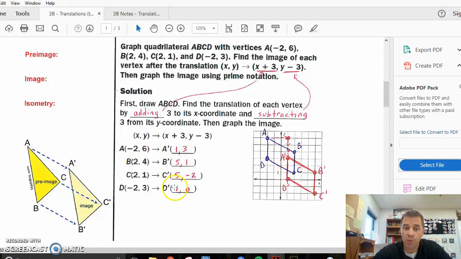But then again, we want to look at the coordinates. What happened with the coordinates? Well, every x value, like -2 here, we added 3 to it, so now it becomes 1. 2 added 3 becomes 5. 2 added 3 becomes 5. -2 adding 3 becomes 1. For all the y values, the initial y values, we took away 3. So 6 minus 3 is where we get this 3. 4 minus 3 becomes 1, and so on. So that is translating figures in the coordinate plane.